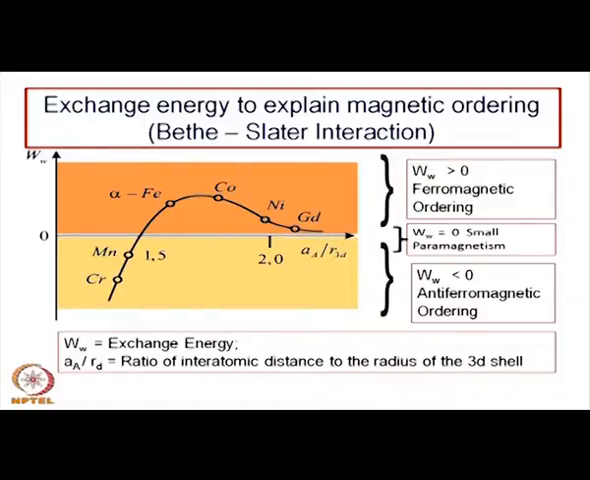That comes from the consideration of what we call the exchange energy term. It is the exchange energy to explain magnetic ordering, this is called the Bethe-Slater interaction. So, it is the interaction between the atoms within a particular crystal structure, depending on the diameter of the d shell, that means the number of the d shell electrons and their arrangement, and also the interatomic spacing between the two atoms.